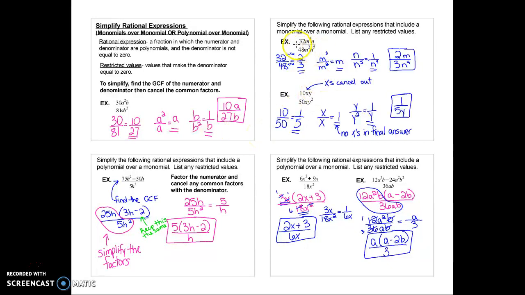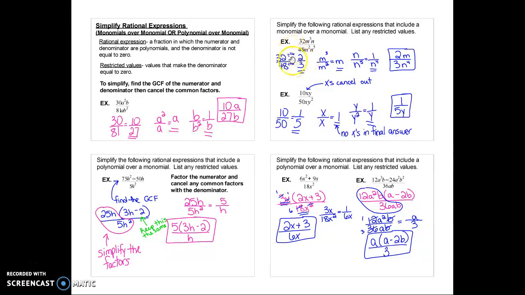2 more examples on this slide here. Again, we're simplifying the rational expression. So I have 32 m to the third times n divided by 48 m squared n to the fifth. Again, they're both monomials, so you're just reducing the fraction. 32 over 48. The biggest number you can divide evenly is going to be a 16 in this case. Okay, 32 divided by 16 is going to give you 2. 48 divided by 16 gives you 3.